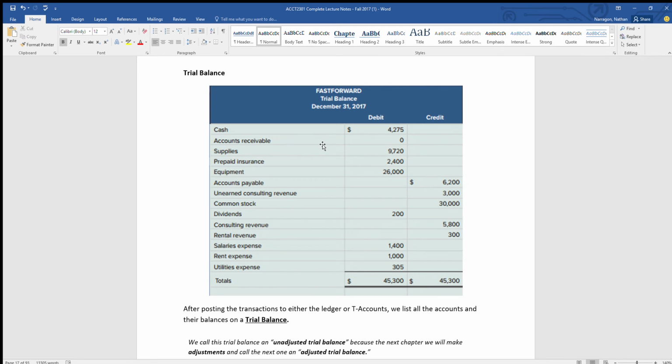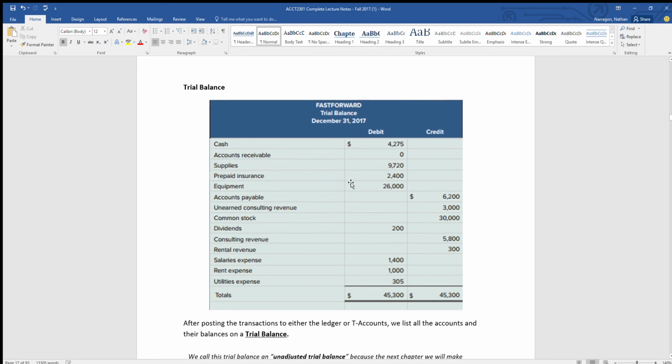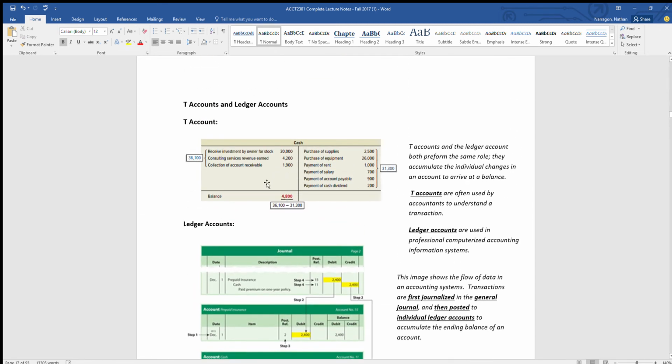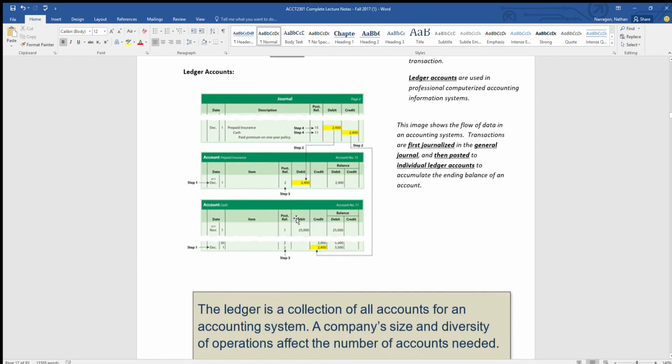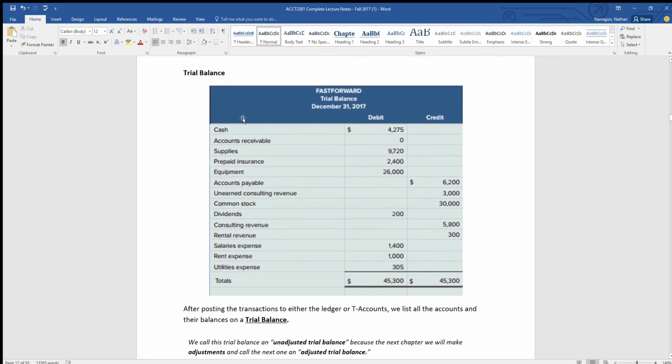So what we do with these, we're going to take whatever is in the T-chart and we would actually post it right here. Notice this is a different count than what it's shown up there. That's because we're using fast forward's example again and their actual trial balance. But these are actually the ending balance of all the T-charts. So this tells me that the debits outweigh the credits this month of 4,275.